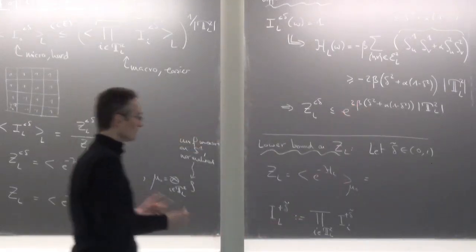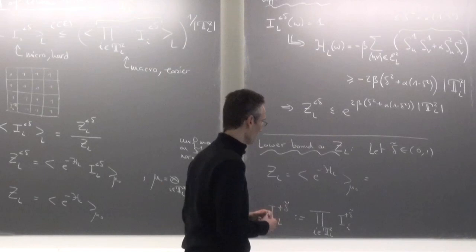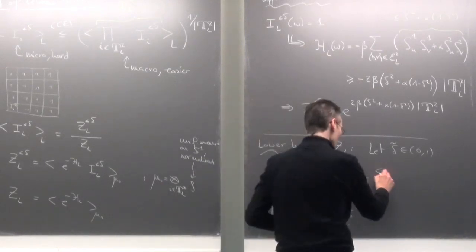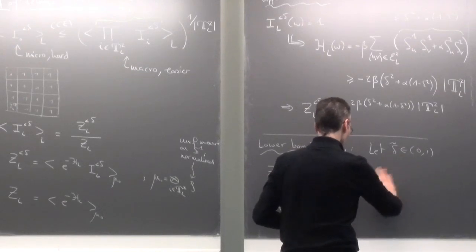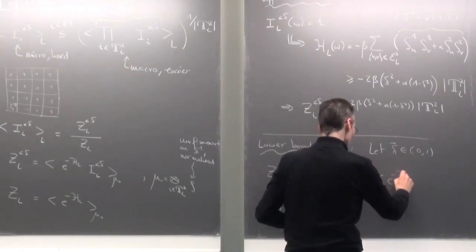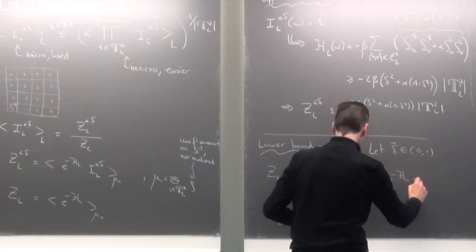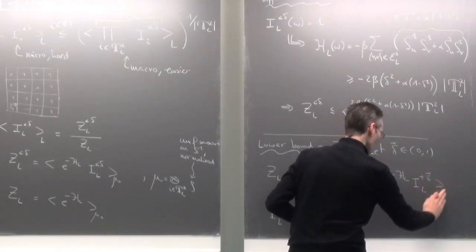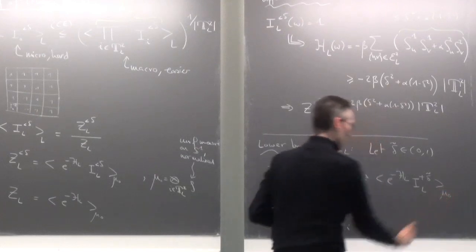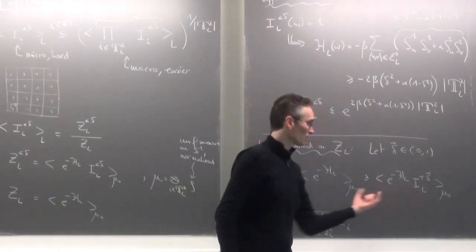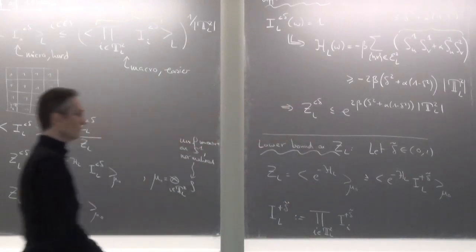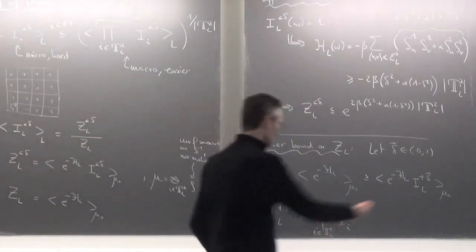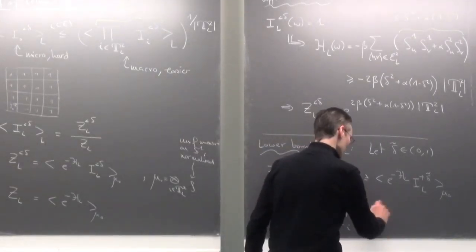And I want to show that when beta is large, this will be much better than what I got here. So let's do it here. So I will write this. This will be larger than, let's do it like that. This will be larger than the expectation of e to the minus H L times this indicator, I plus delta tilde L, under mu naught. Right, I'm just adding an indicator, so I'm just reducing the expected value. And then this I want to write as follows.